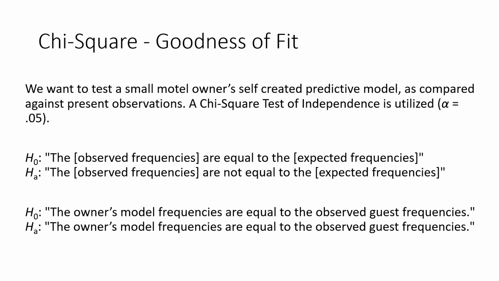So we have a small motel owner, and he's created his own predictive model. He wants to see if this model is useful as it pertains to the reality of the situation. So he has a model, and we want to know if the model created by the motel owner is equal to the observed guest frequencies. If this were for your needs, you just need to fill in whatever your variables are as it relates to this hypothesis here. The null is the observed frequencies are equal to the expected frequencies, and the alternative is the observed frequencies are not equal to the expected frequencies. So in this case, the owner's model frequencies are equal to the observed guest frequencies.